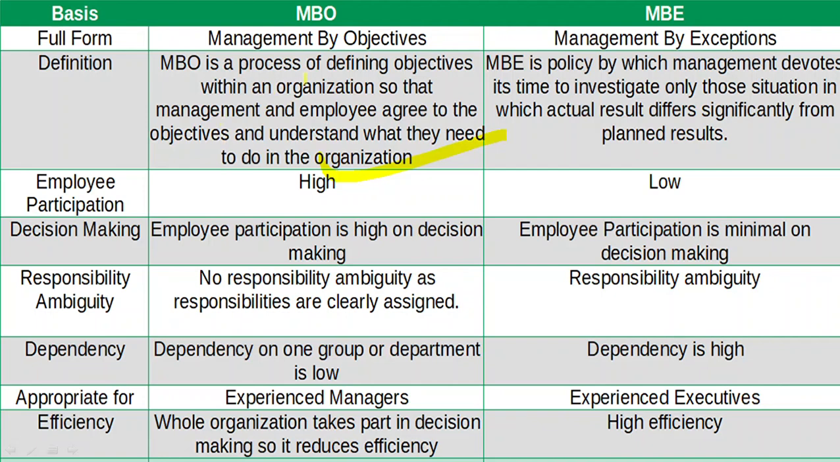Now MBO is a process of defining objectives within an organization so that management and employees agree to the objectives and understand what they need to do in the organization. So you have some objectives on the basis of which the employees and the management work, they understand those objectives, and now they know what to do to achieve them. That is management by objectives.